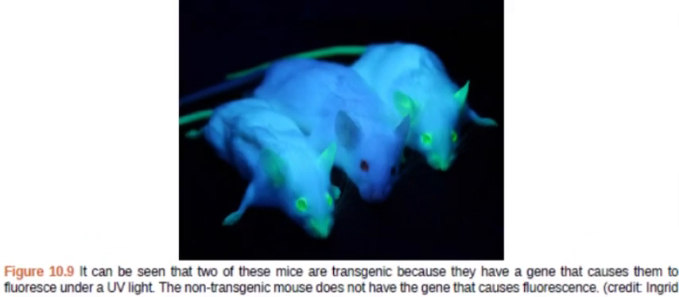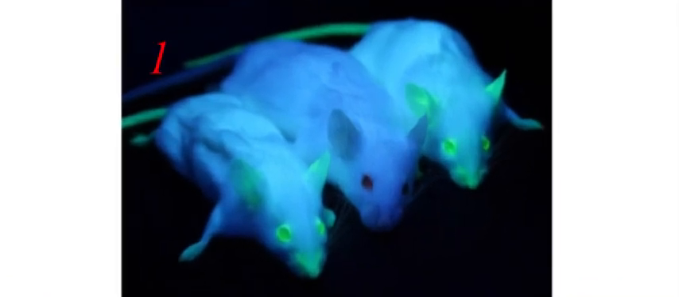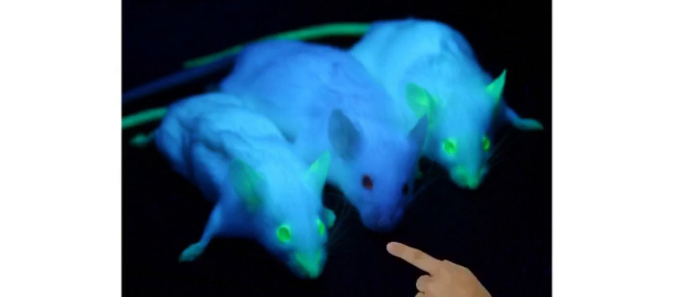Figure 10.9. It can be seen that 2 of these mice are transgenic because they have a gene that causes them to fluoresce under UV or ultraviolet light. The non-transgenic mouse does not have the gene that causes fluorescence.